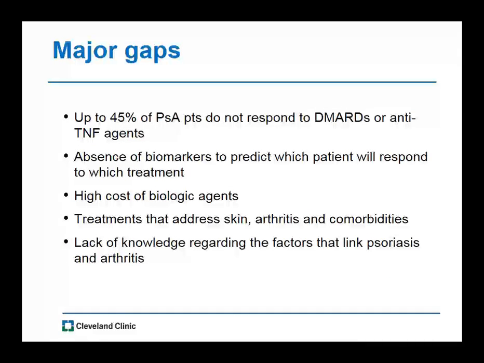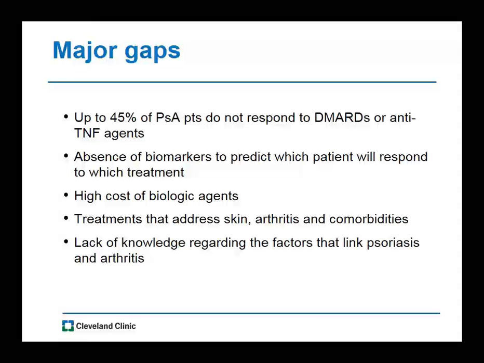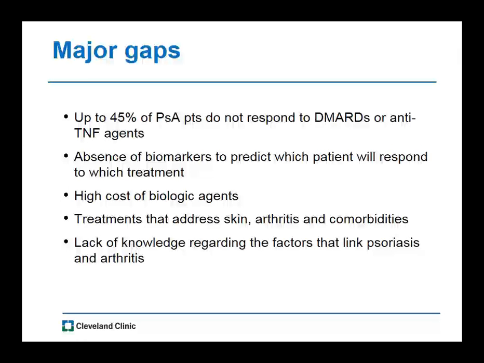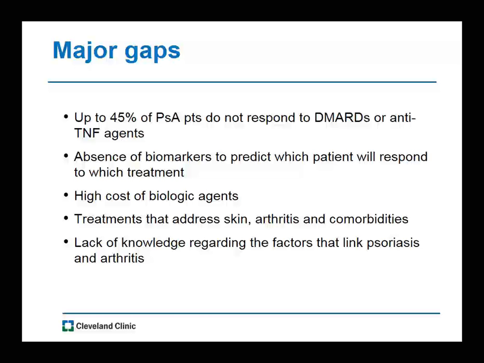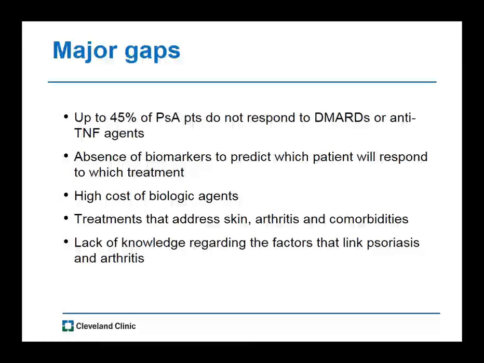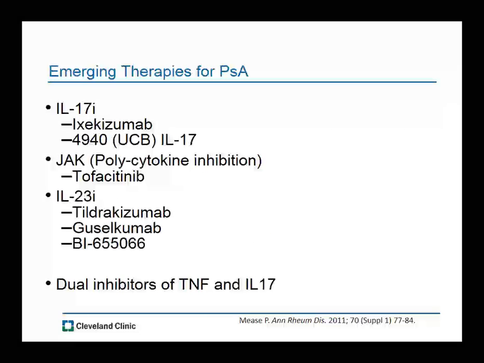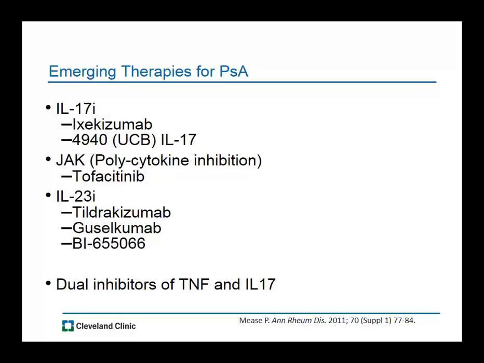So we do still have some major gaps in that 45% of psoriatic arthritis patients do not respond to DMARDs, so there's still an area where we're looking for other drugs. There's an absence of biomarkers to predict which patient might respond to treatment, and obviously since we don't have a consensus on skin and joints and comorbidities, I think that's probably going to be the next phase, where we can actually affect comorbidities as well in the treatment of a patient. These are some of the other emerging therapies. I talked about the ones that are approved, but just to let you know that there are many others close behind in late phase trials also, and then dual inhibitors as well.